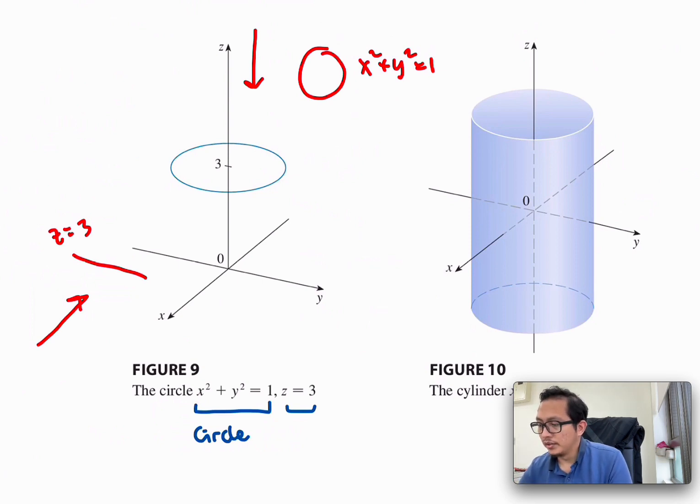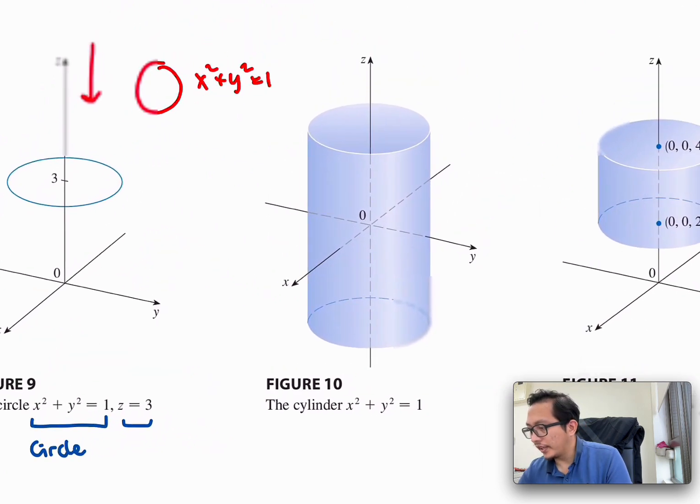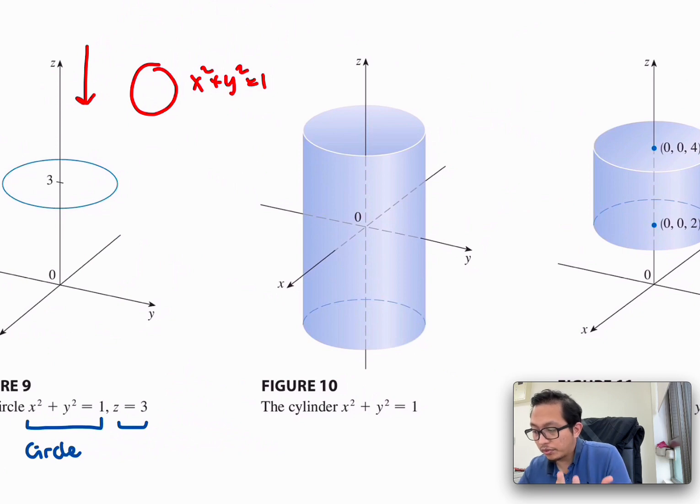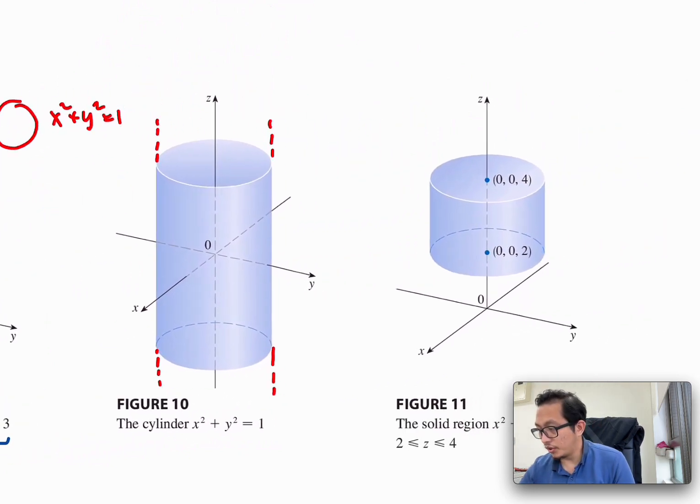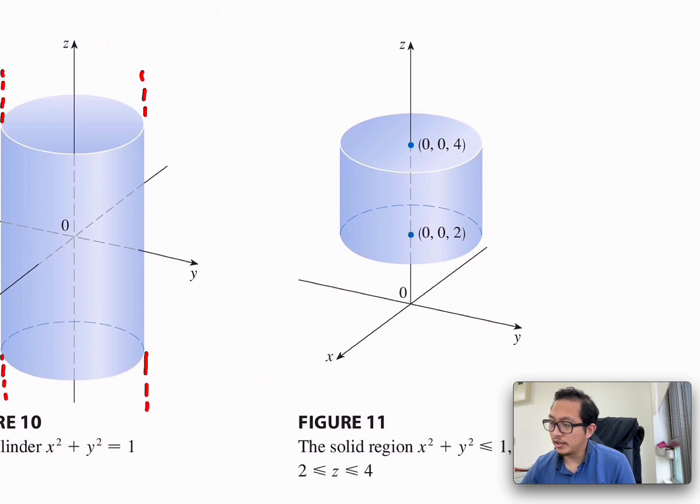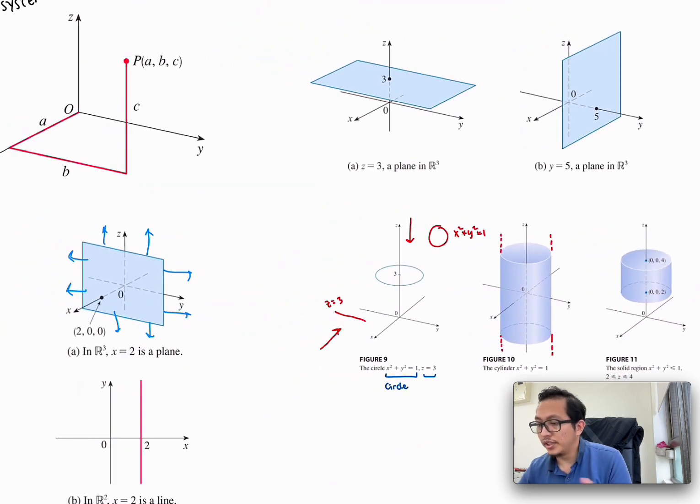Now, if we have just the circle x squared plus y squared equals 1 without any limitation on z, it works for all z points. This means it will be an infinite cylinder. We say this is a cylinder surface. And then we could have some limitations, for example the height is limited at z equals 2 and z equals 4. You see that we have a limited cylinder, and this will be a solid. So in a 3D system, we can make surfaces or solids easily and describe them easily as well.